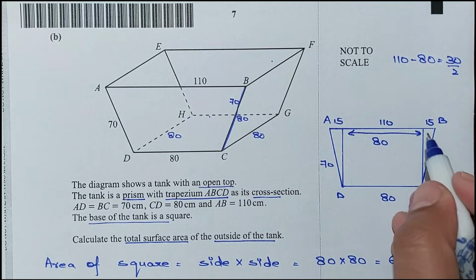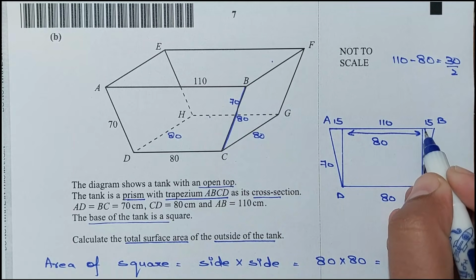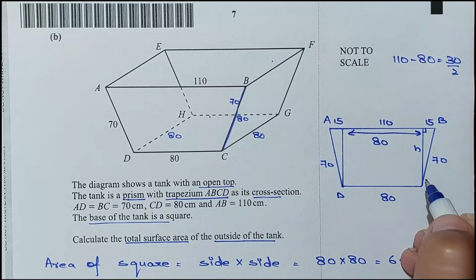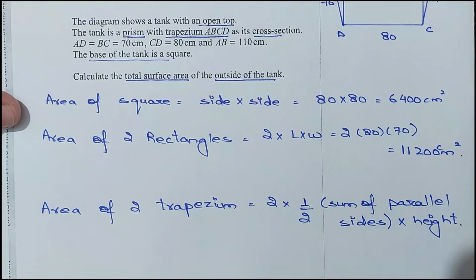All right, so if I consider this right angle triangle, you can see it is a right angle triangle, and this perpendicular one is the height, right? So apply Pythagoras theorem.